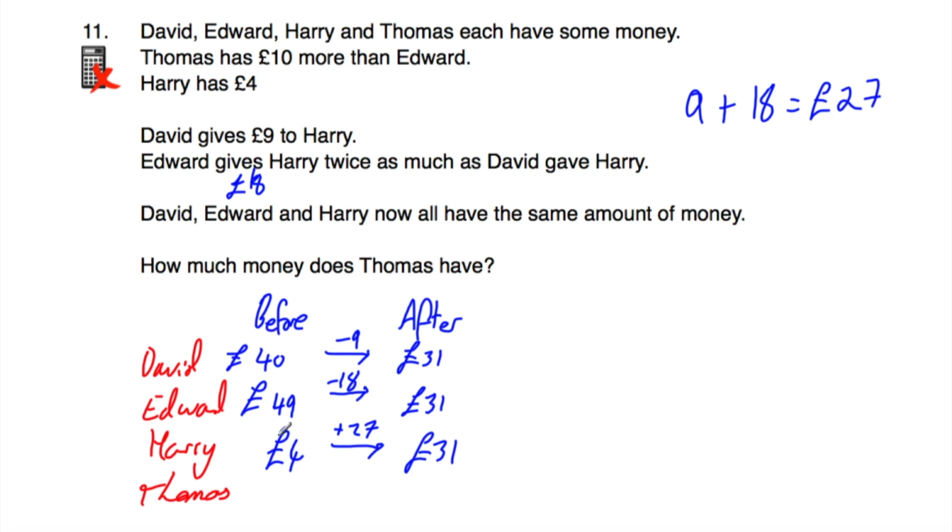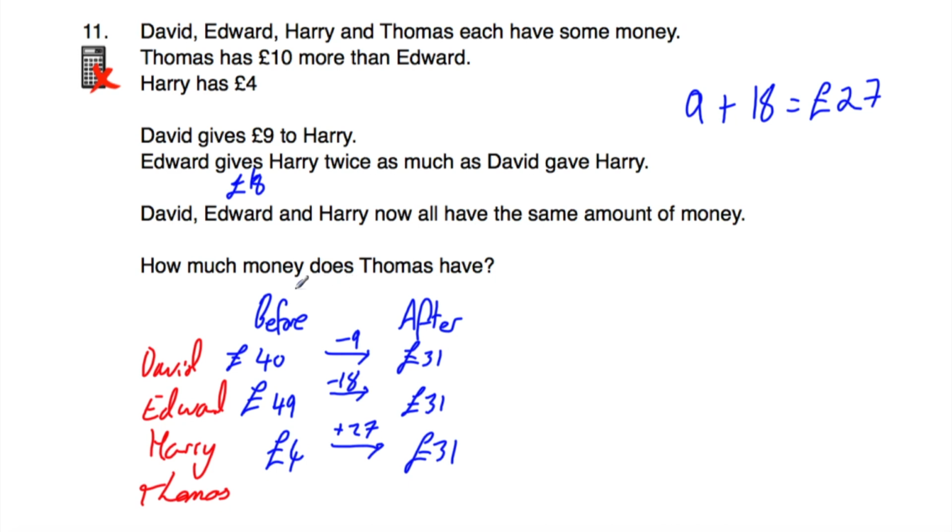So we can actually check this, just check we're along the right lines so far. If we add up how much money they've got now, that's 31 plus 31 plus 31, that's £93. And let's add up how much they had before and check it's £93. So 40 plus 49 is 89, plus 4 is 93. So that's good. That means that David, Edward, and Harry had £93 before, and they've got £93 now.